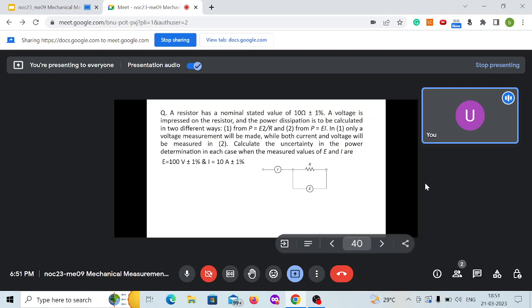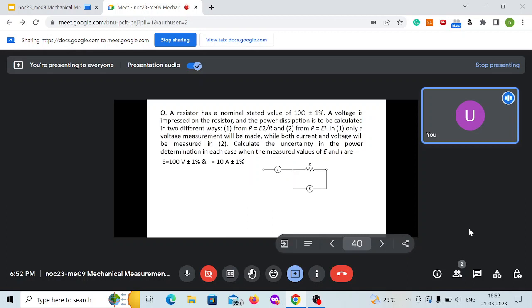So calculate the uncertainty in the power determination in each case when the measured values of E and I are given. So we have to find the uncertainty when the power is calculated from the E square by R relation, and also the uncertainty when power is calculated by the E into I relation. The question gives the voltage as 100 volts with an uncertainty of 1%, and for current you have 10 amperes and the uncertainty for the same is 1%, and the circuit is like this.